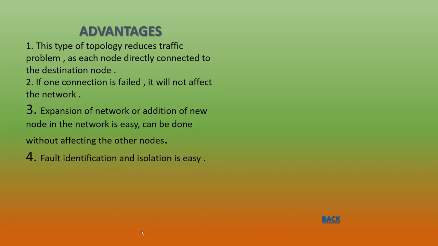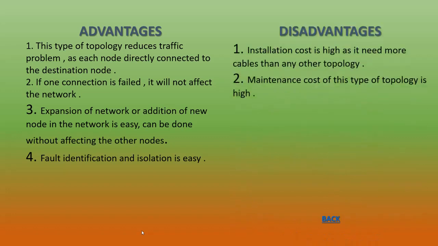Now we can see the disadvantages of mesh topology. The main disadvantage is that it needs more cable length than any other topology, because all the nodes are individually connected to all other nodes. Maintenance cost is high in mesh topology. Implementation cost is also high because a lot of cable is needed. All the nodes have to be connected together. So these are the main advantages and disadvantages of mesh topology.